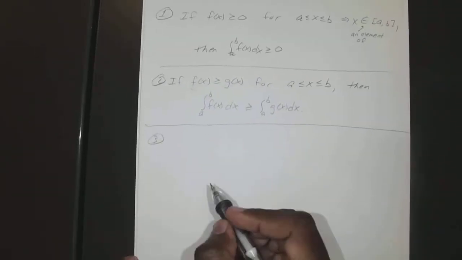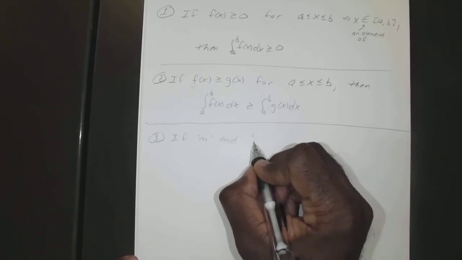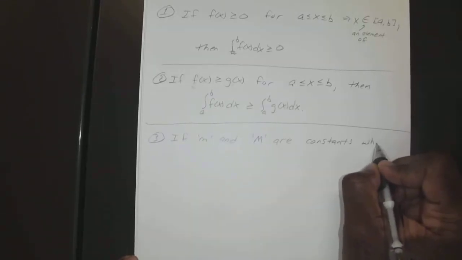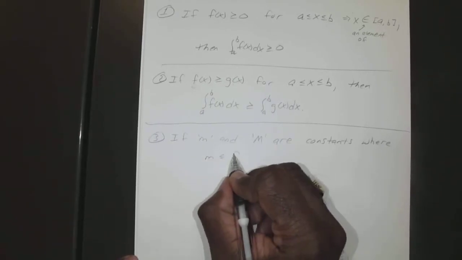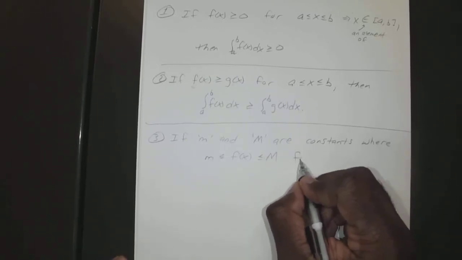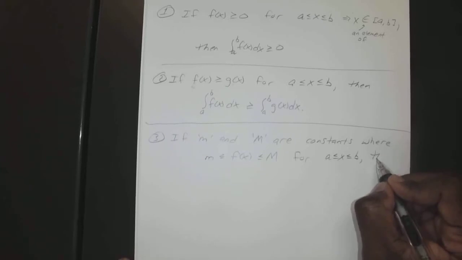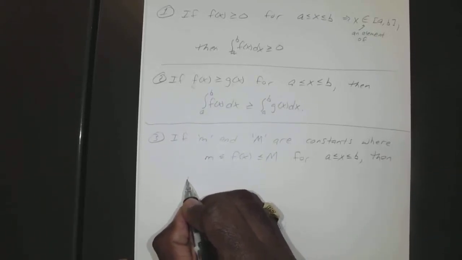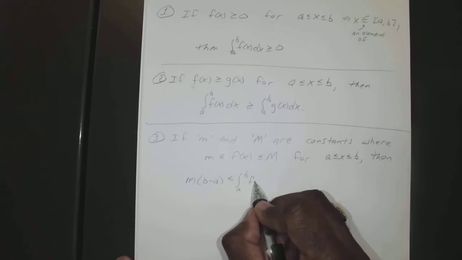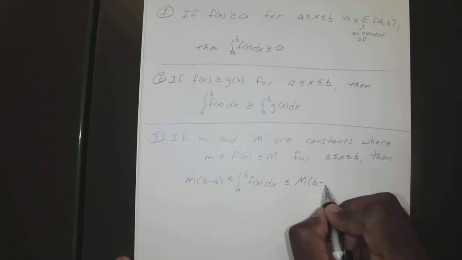Okay, and third, let's say if lowercase m and uppercase M are constants, where your lowercase m is less than or equal to our f of x, and our f of x is less than or equal to our uppercase M, for some interval from a to b. Then lowercase m times b minus a is less than or equal to the integral from a to b of f of x with respect to x, which is less than or equal to uppercase M times b minus a.